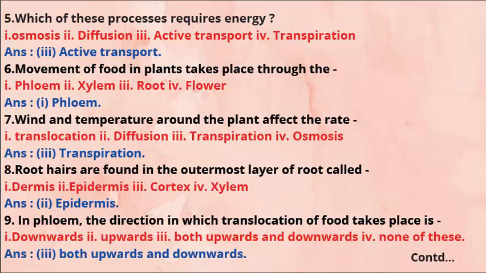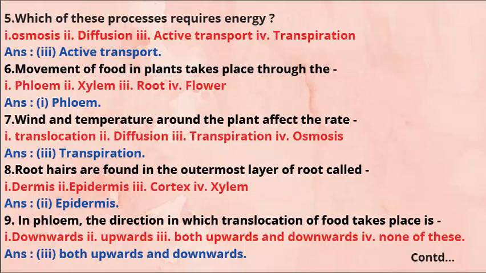So the answer is transpiration. Number 8, root hairs are found in the outermost layer of root called number 1, dermis. Number 2, epidermis. Number 3, cortex. Number 4, xylem. Answer is epidermis. Root hairs are the extension of these epidermal cells. So the answer is epidermis.